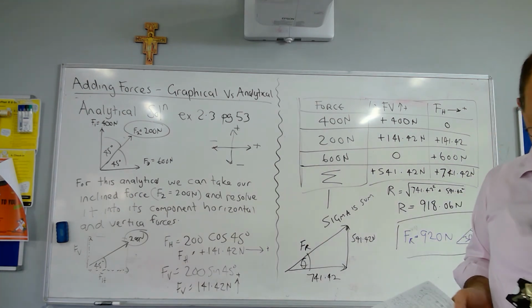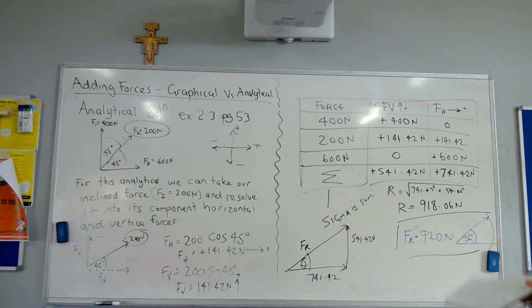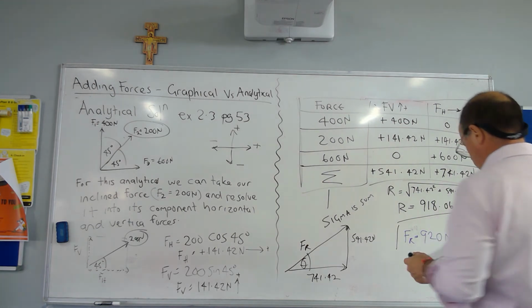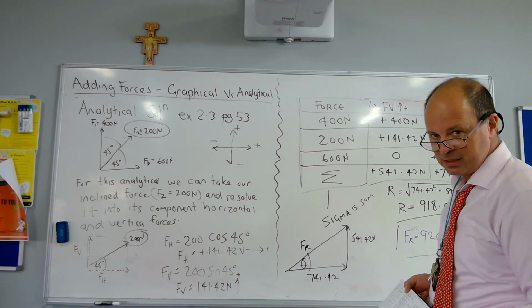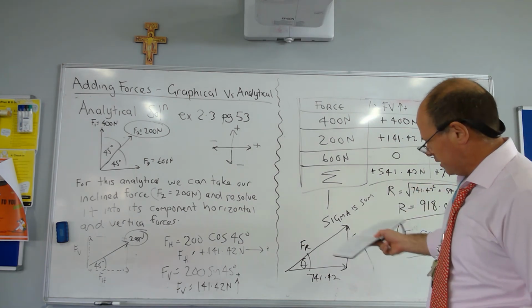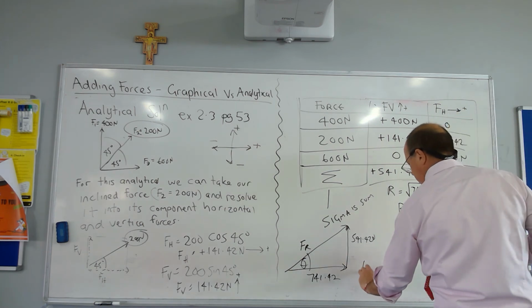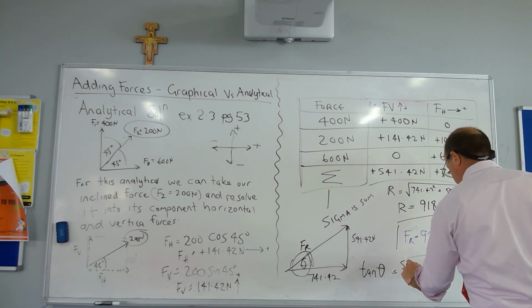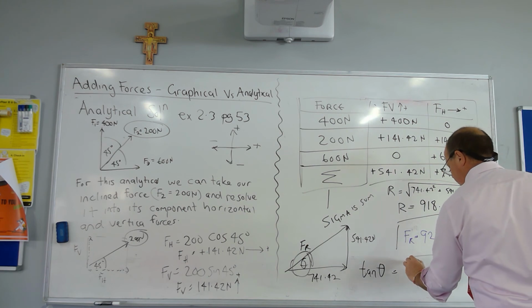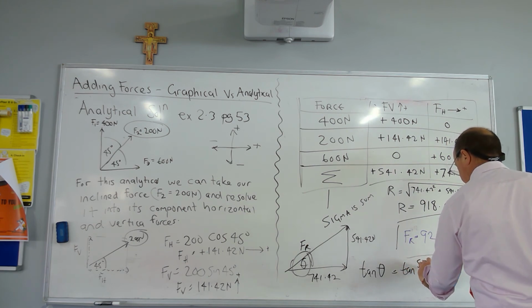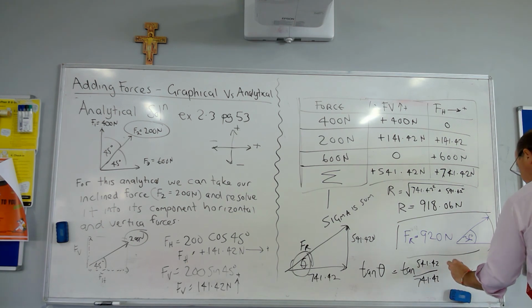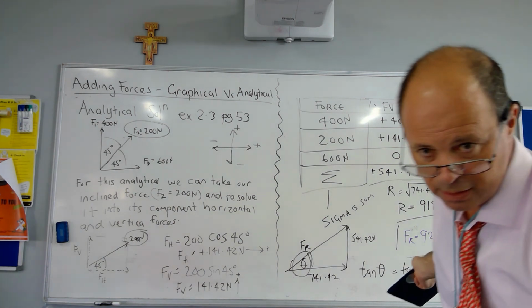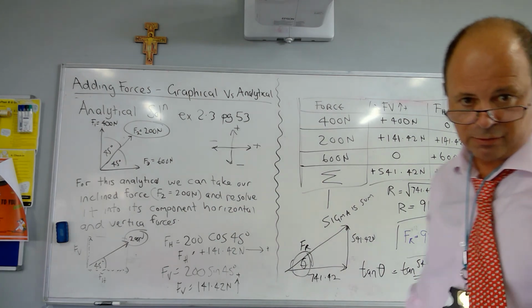When you're talking about hundreds of newtons, your graphical solution was close enough, but obviously your analytical solution is 100% correct. Then we want to work out this angle, and we've done this before in a previous lesson. TOA, opposite on adjacent, will give you the angle. So tan of theta is equal to 541.42 over 741.42, and that will give us an angle of 36.14 degrees. That was 36 degrees for the original answer.